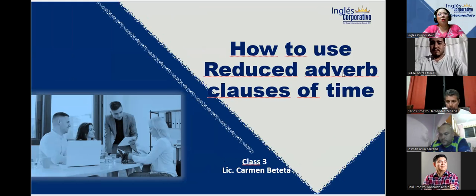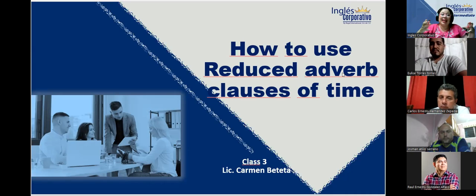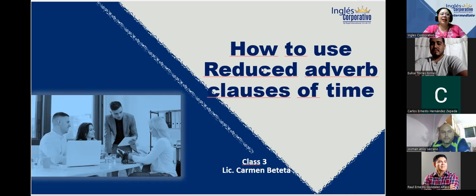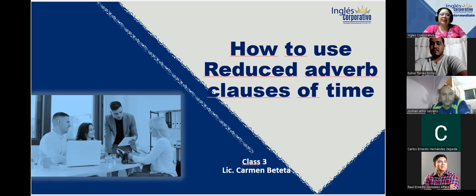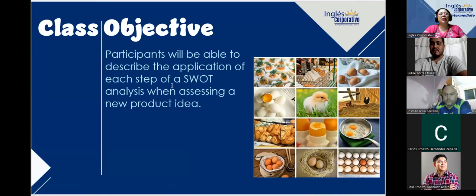And as you may know, adverbs of time are in a big amount, okay? There are a lot of adverbs of time, and besides that, we have adverb clauses, so a group of words that work as one adverb, but there are a lot of words together, like in a phrase, right? So the objective for this class is that we want to see the adverb clauses of time reduced in different ways.